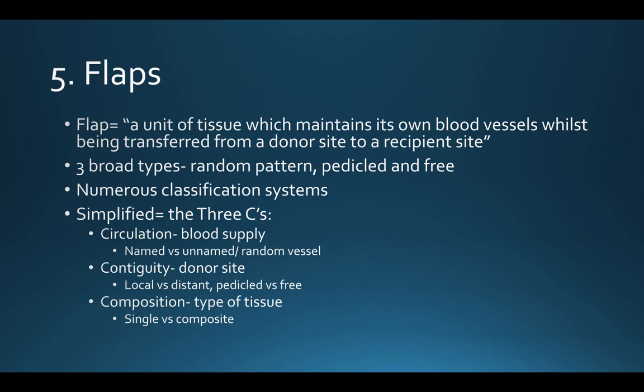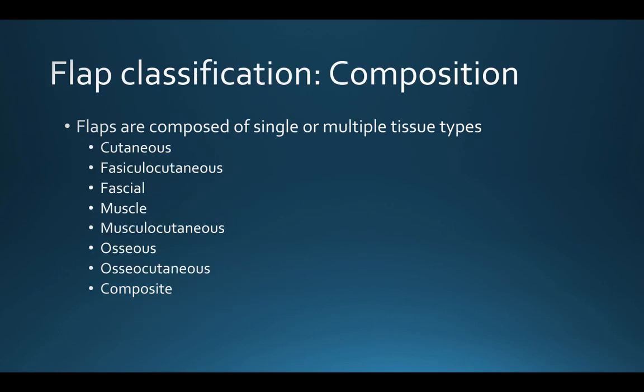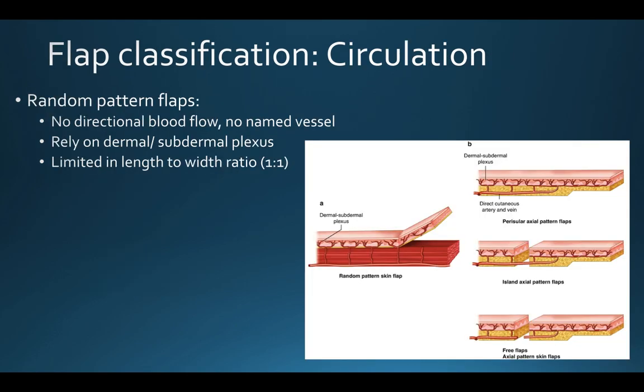The continuity, or the donor site, is it local or distant, pedicled or free, and the composition or the type of tissue. So composition, they can be a single or multiple tissue types. You can have cutaneous, fascia and skin, fascia, muscle and skin, bone. Next you look at the circulation. So random pattern flaps have no directional blood flow or no named vessel. They rely on the dermal subdermal plexus. So usually this is when you're doing small local rotational flaps.